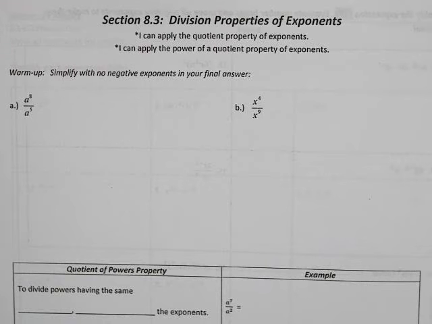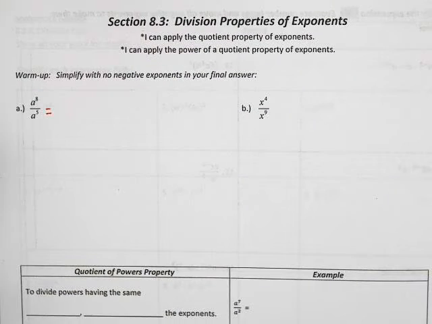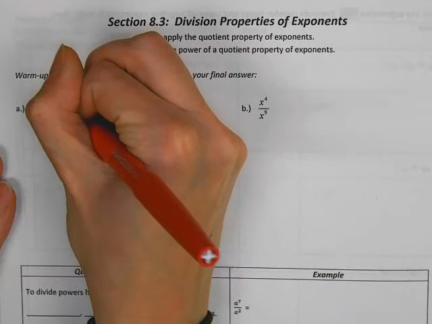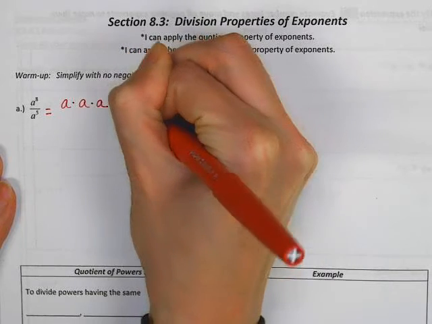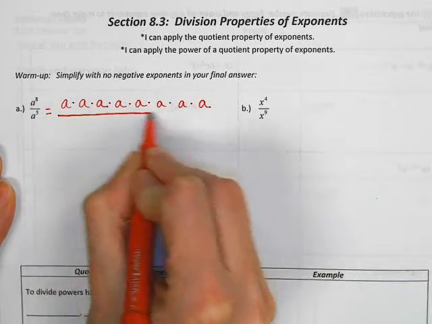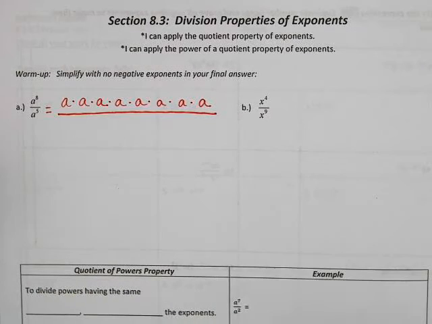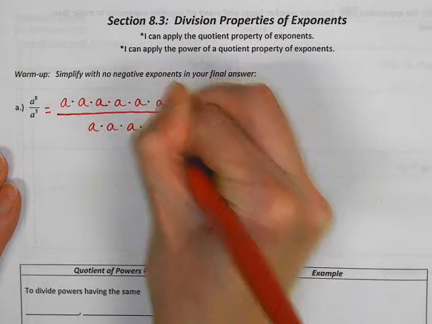So today we're going to learn the last property. It's the division property of exponents. And here's how it goes. So what do you do when you're dividing same bases? All right, so I'm going to write this out for you guys. A to the 8th power, doesn't that mean A times A times A times A 8 times? So let's write that. A times A 8 times: 1, 2, 3, 4, 5, 6, 7, 8. And then A to the 5th power means A times A times A times A 5 times: 1, 2, 3, 4, 5.